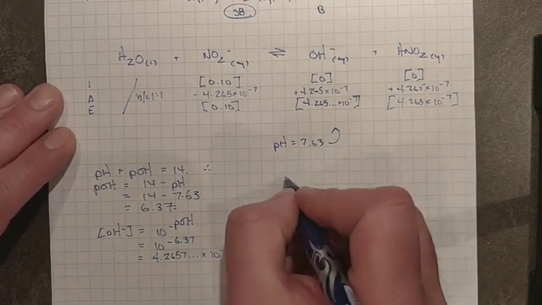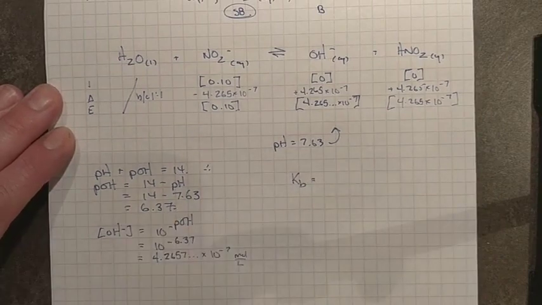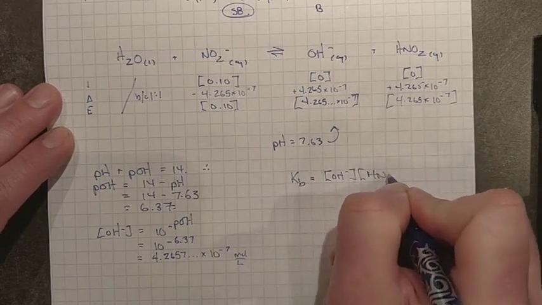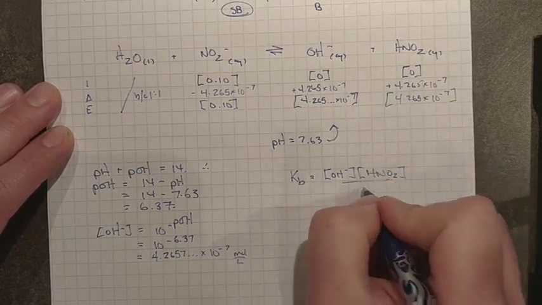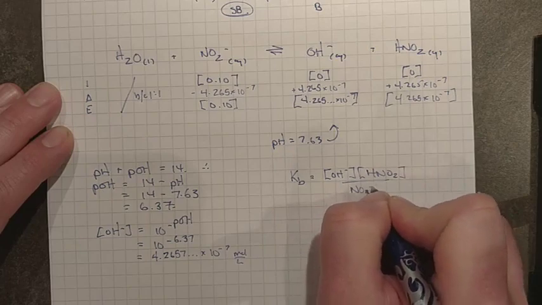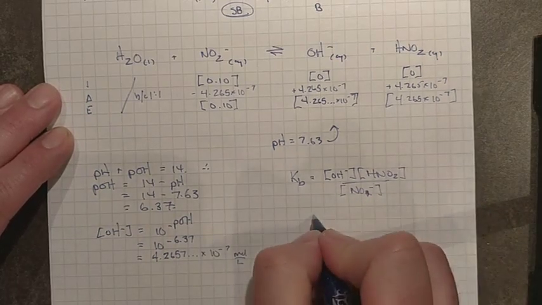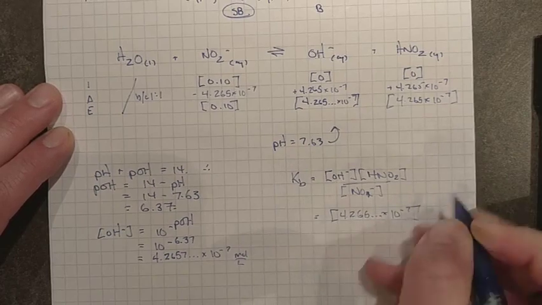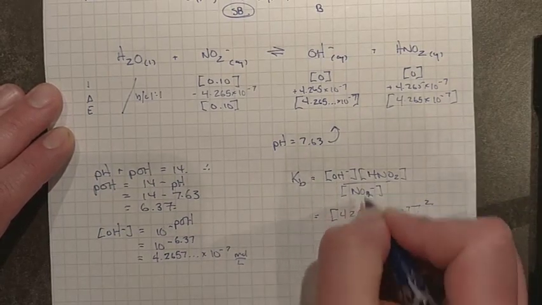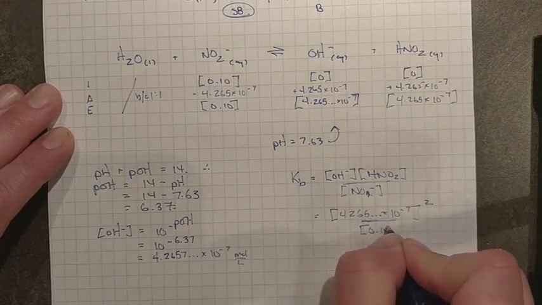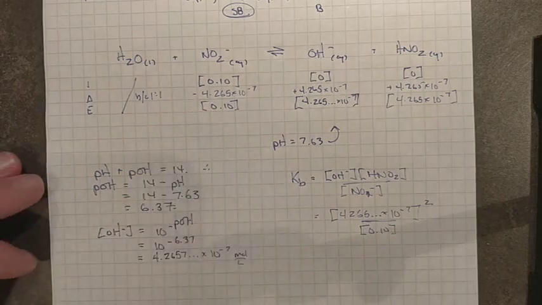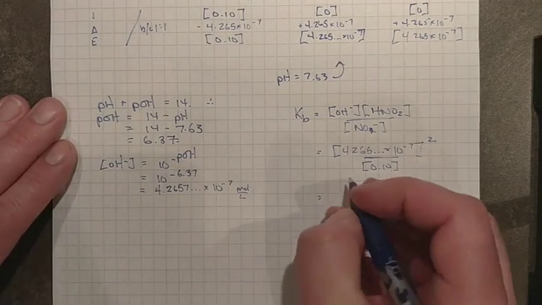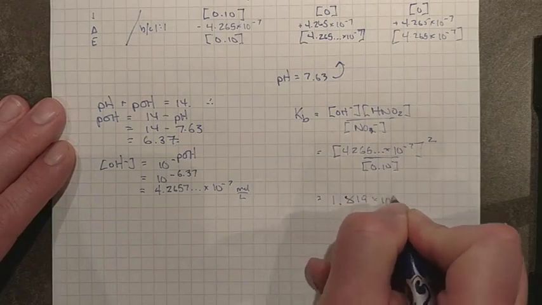So, here we go. We can now go solve for the Kb of this solution. We have the hydroxide ion concentration, the nitrous acid, and we also have the nitrite ion in solution here. We can then go put in our numbers, which of course we have as 4.265 and a whole bunch of extras, times 10 to the negative 7. Do that 2 times since it's squared. And we can also divide this by the 0.10 that we assumed as our equilibrium concentration for nitrite after the dissociation. Run that through, punch in those numbers, and you get 1.819 times 10 to the negative 12.